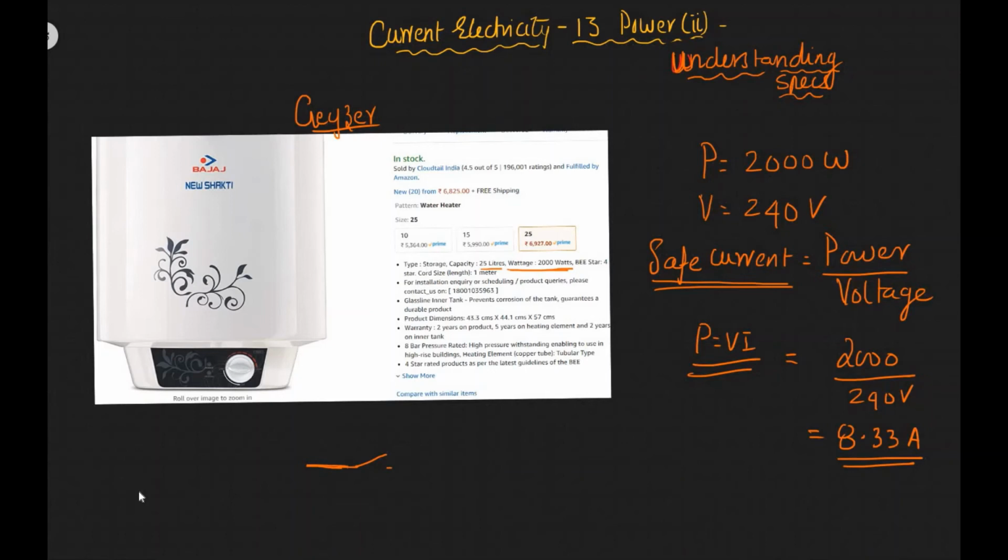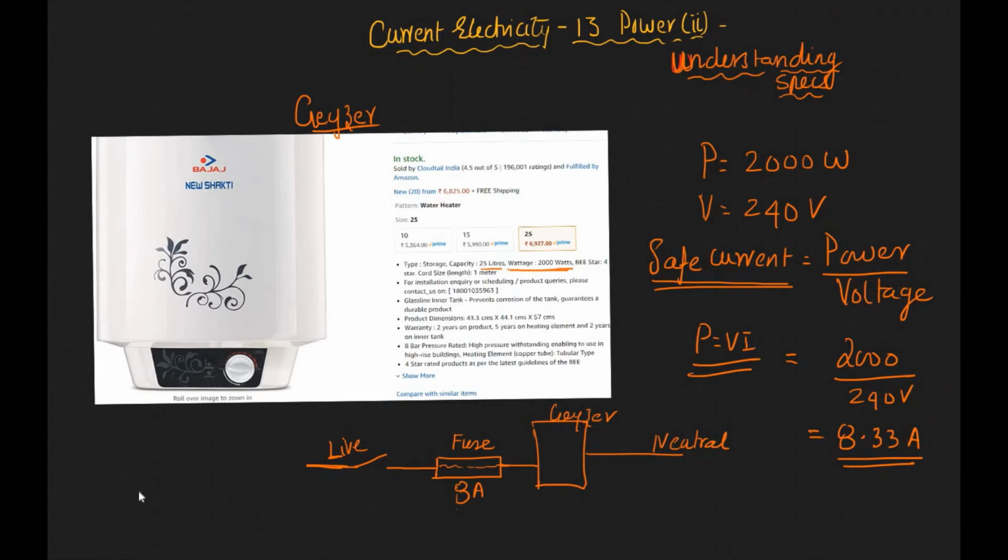So you will have a switch, and this will be a live wire connected to the switch, and then there will be a fuse with a current rating of, let's say, 8 amperes. If your safe limit is 8.33 amperes, let's say it's 8 amperes. It's a little less than the safe limit, and from here you will have your geyser. This is your live, and the other end of the geyser is connected to your neutral. So that's how you protect your equipment.